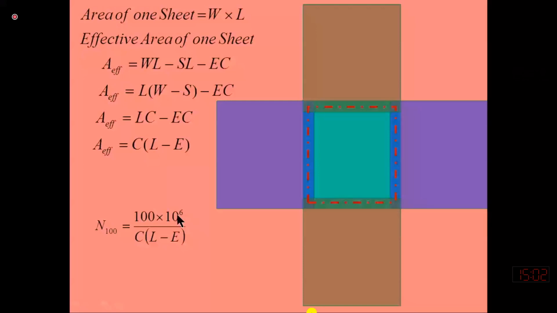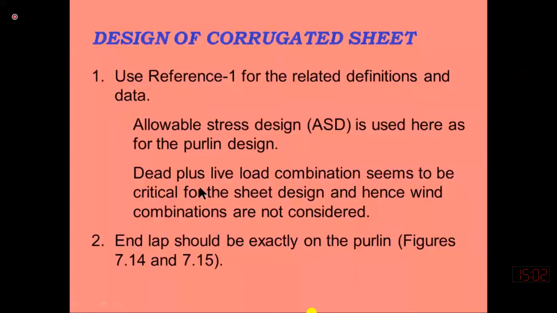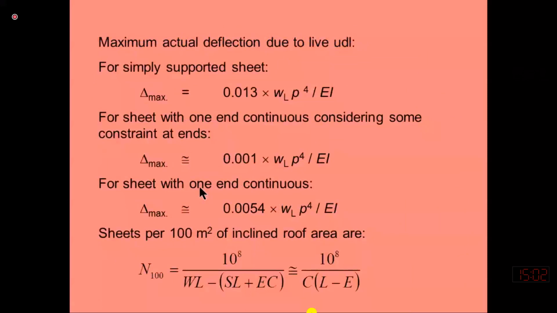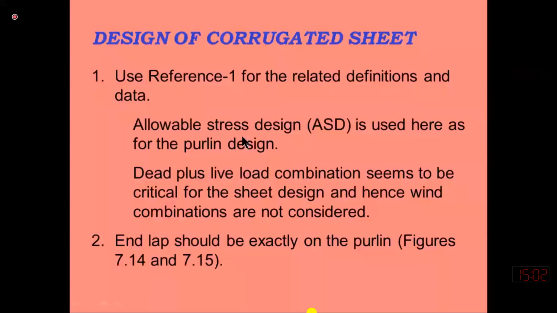Okay, next is the design of the corrugated sheet. These are the guidelines. Use reference one for the related definitions. We are supposed to use the ASD method for the design of the corrugated sheet. In the ASD method, we use the service load. We add up all the dead load and live load without multiplying with any factor of safety. So service load will be used.